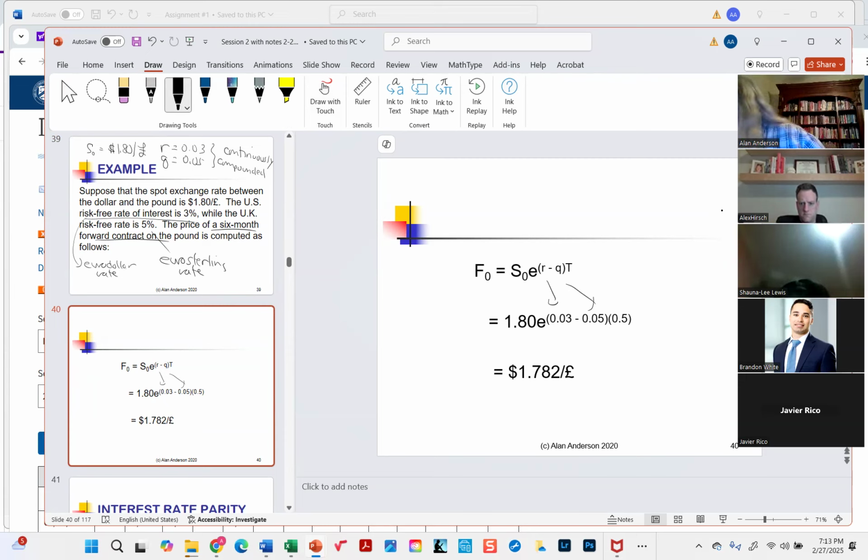So what you're actually doing here is taking 1.80, the spot exchange rate, and multiplying it by e to the negative 0.01. All right, so you go back to your calculator and calculate the value of e raised to the negative 0.01 power, and then multiply by $1.80. You should get 1.782 per pound.